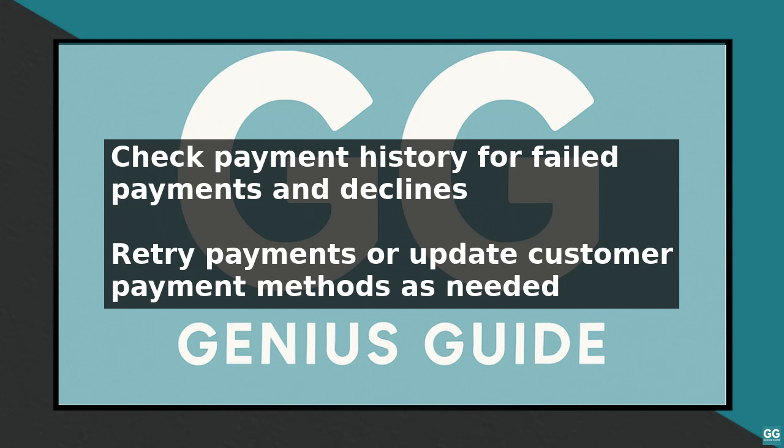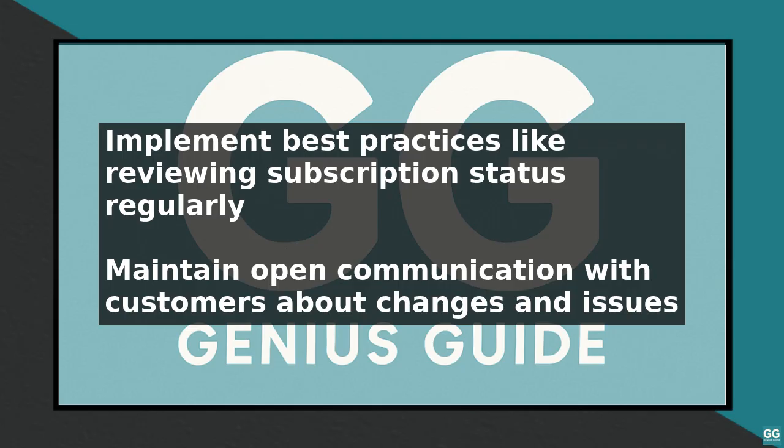Another key area to investigate is the subscription settings and rules. Ensure that the subscription plan, pricing, and billing cycle are correctly configured. Also, verify that any applicable trials or promotions are properly set up and that the subscription is not inadvertently paused or canceled. To prevent similar issues from arising in the future, implement best practices such as regularly reviewing subscription status, monitoring payment failures, and testing your subscription setup.